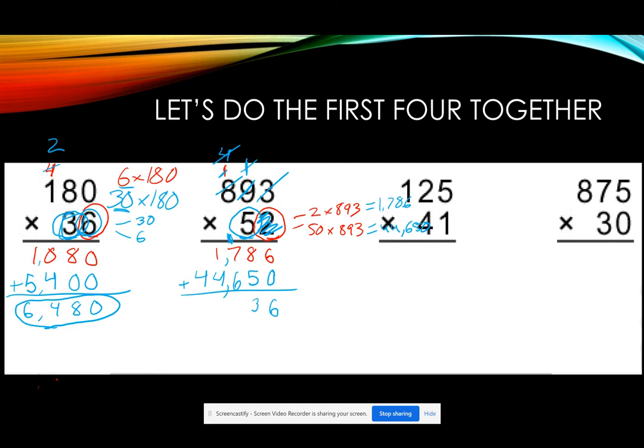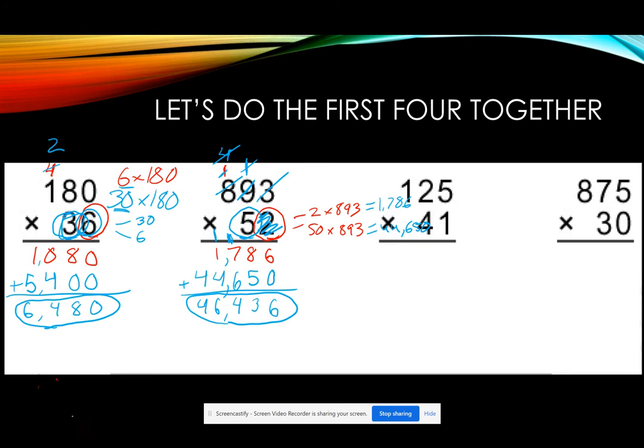Now we're going to do 1 plus 7 gives me 8. Plus 6 gives me 14. Write my 4 down here. Carry my 1 to the thousandths place. 1 plus 1 equals 2. Plus 4 gives me 6. And then I just have my 4 over here. So my final answer would be 46,436.